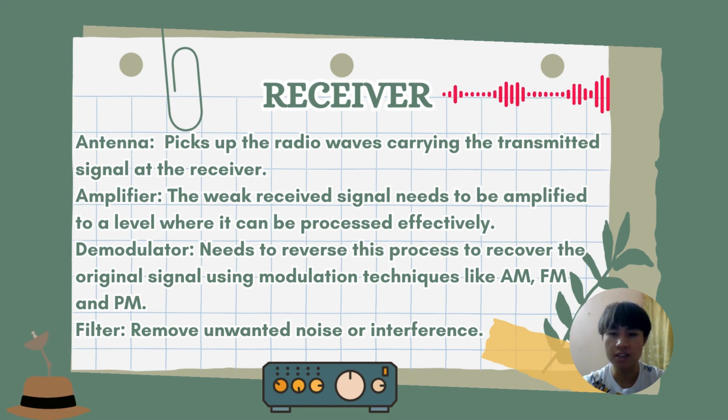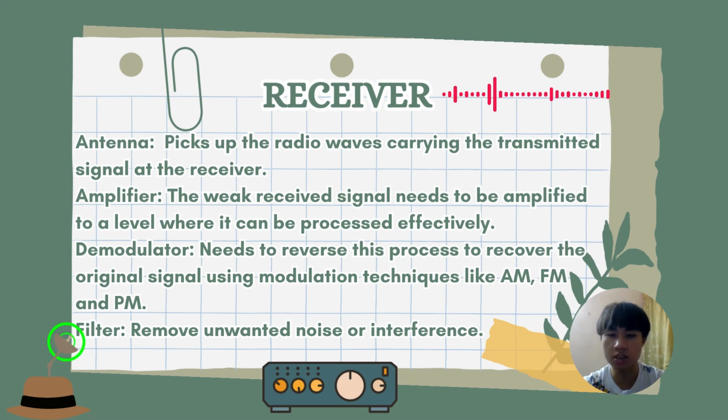At the beginning, the antenna at the receiver picks up the radio waves carrying the transmitted signal, and the received signal is usually very weak. Therefore, the signal needs to be amplified to a level where it can be processed effectively using amplifiers. Then, the received signal contains both the information being transmitted and unwanted signal or noise. Various modulation techniques like amplitude modulation AM, frequency modulation FM, or phase modulation PM are used, and the demodulator needs to reverse this process to recover the original signal.